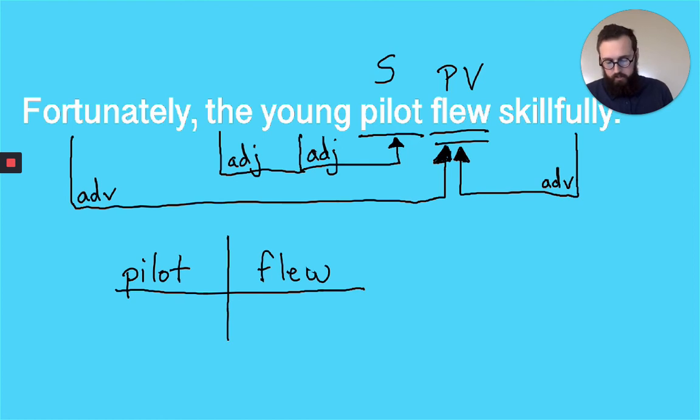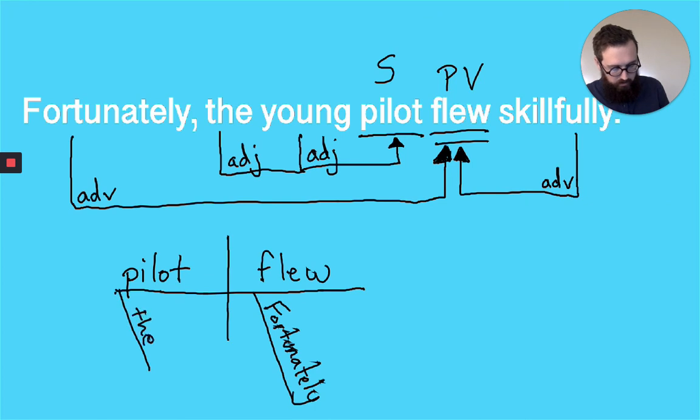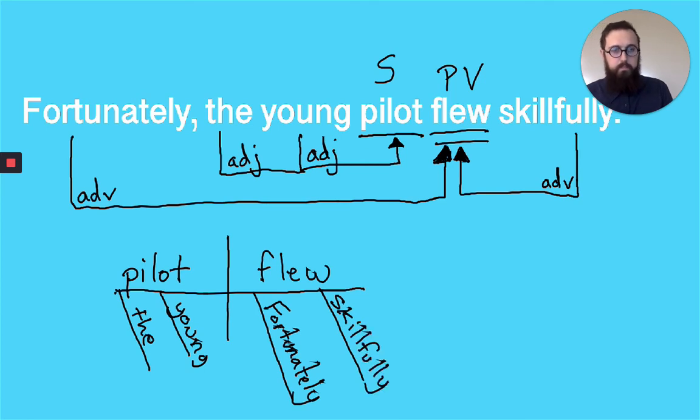All right, go through the start of my sentence. Fortunately goes to flew. And I'm going to capitalize it because it's the start of my sentence. And then the tells me about the pilot. And young. And then skillfully goes to flew. All right. And that's how you analyze and diagram that sentence.